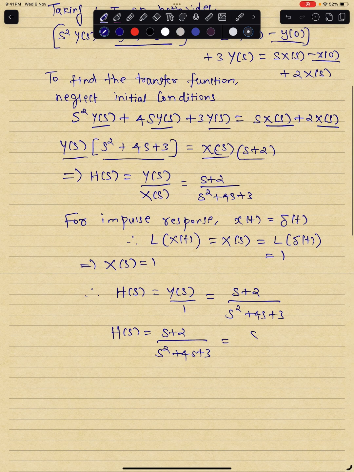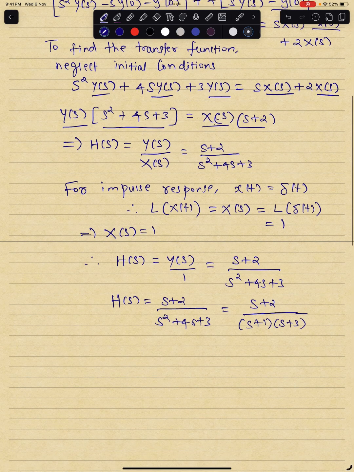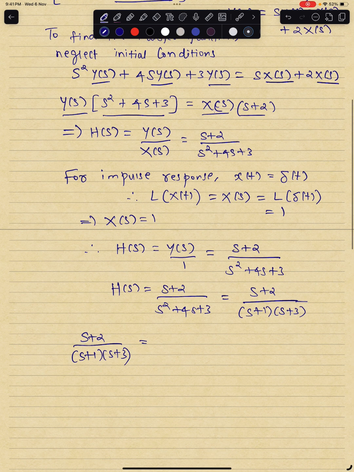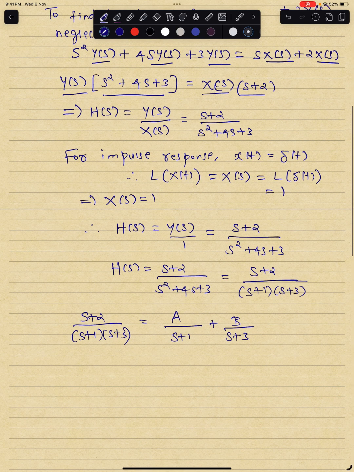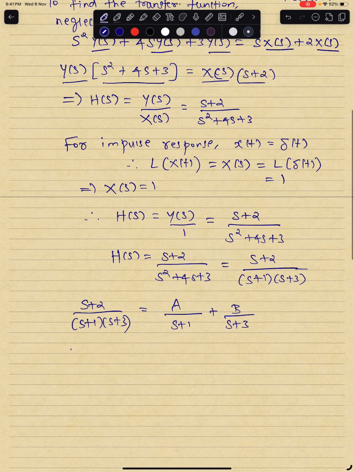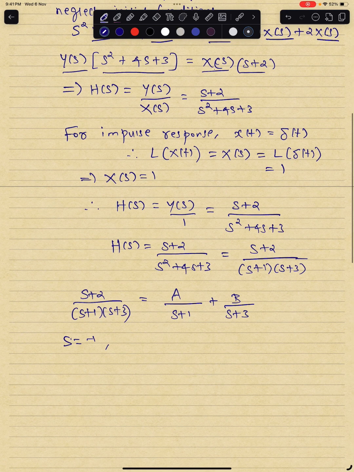Okay? Now we can factorize the denominator. s square plus 4s plus 3 can be written as s plus 1 into s plus 3. We are just factorizing it. So again, s plus 2 by s plus 1 into s plus 3, how can we write this? You can just make use of partial fraction. So A by s plus 1 plus B by s plus 3. So if you use partial fraction, putting s equal to -1, we will use the cover up method. So what will happen here? The value of A.